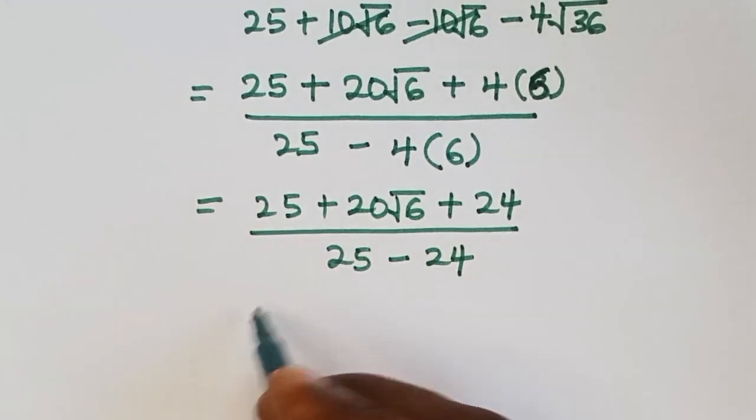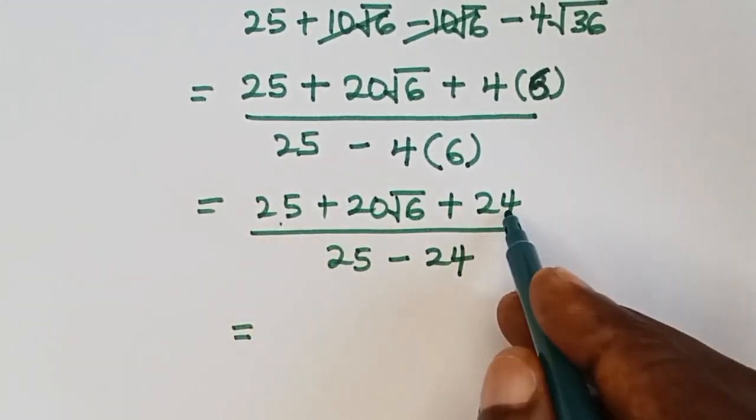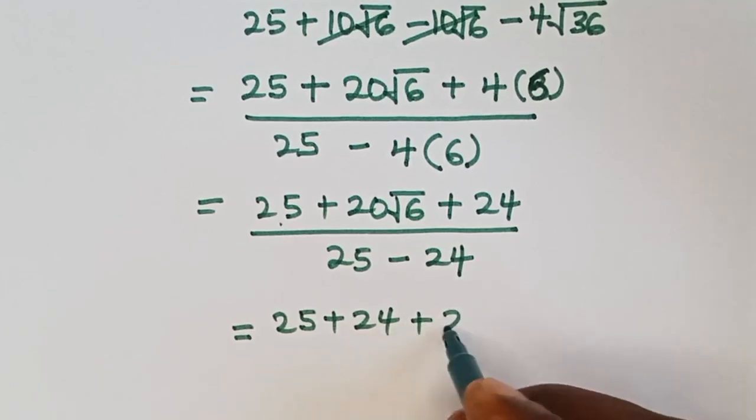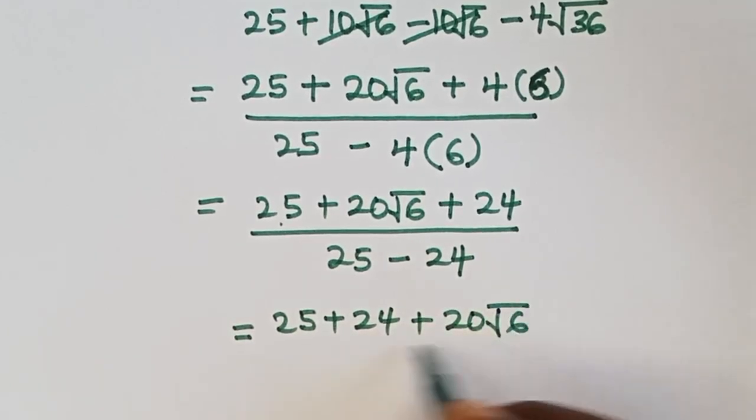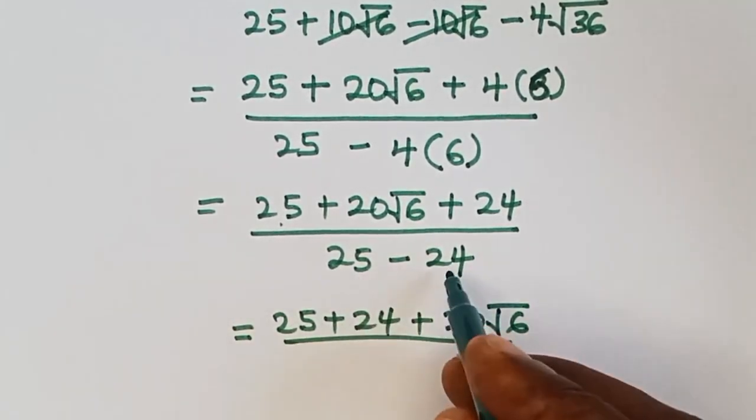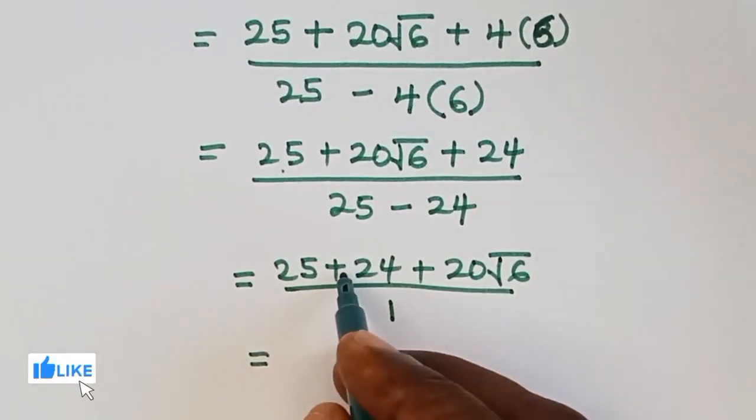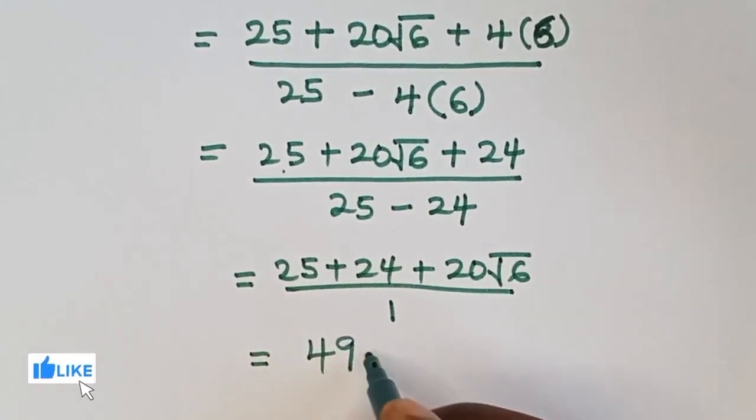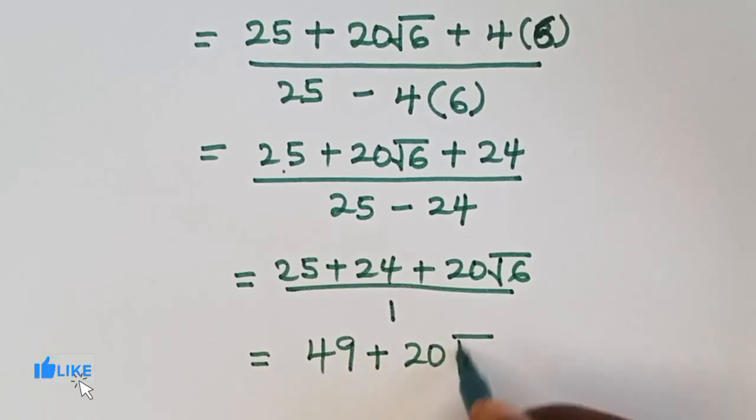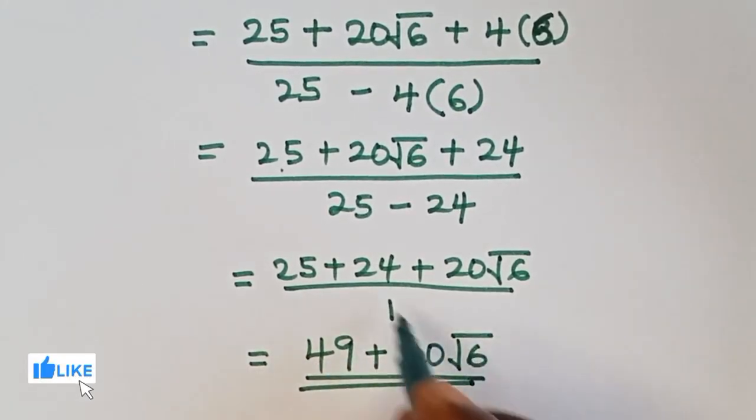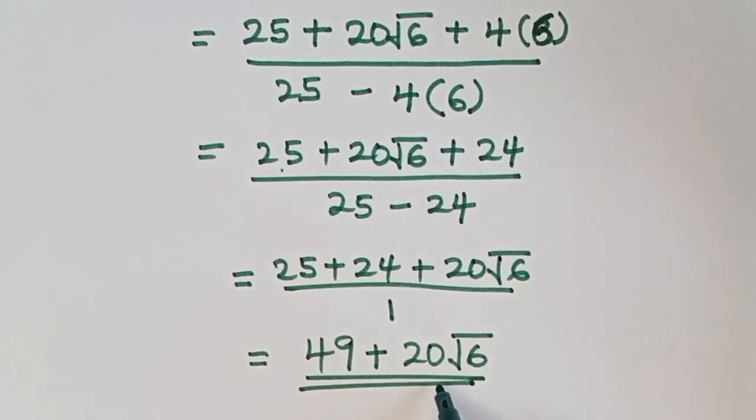Right, so we can collect like terms. So we have 25 plus 24. Put them together: 25 plus 24 plus 20 root 6 over 25 minus 24, here is 1. Okay, so finally 25 plus 24 will give us 49 plus 20 root 6. Final answer. Now 49 plus 20 root 6 over 1 will still give us this. So this is our final answer.